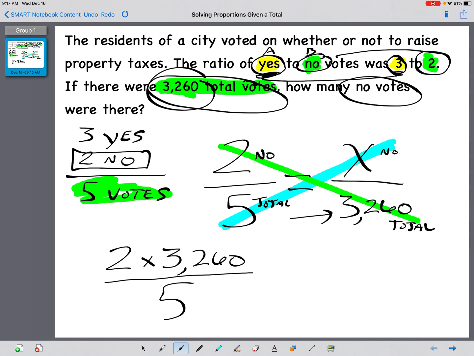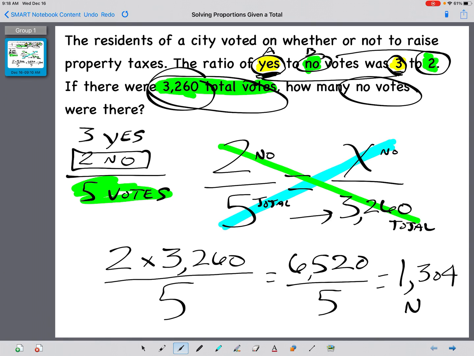Okay? And so we're going to do 2 times 3,260. That comes out to 6,520. And now we have to just divide that by 5, and we'll get our answer for the total no votes. And it comes out to 1,304 no votes. And that's the number we would expect out of the 3,260 total votes.